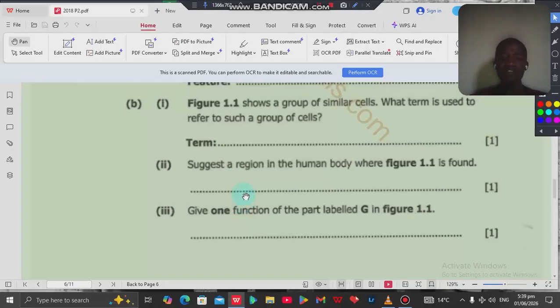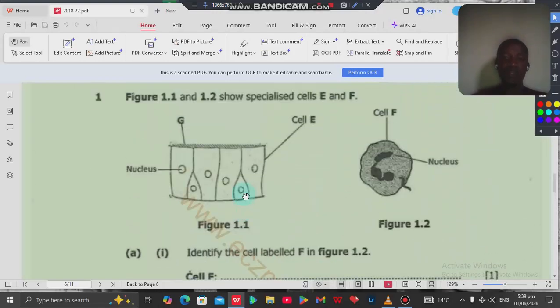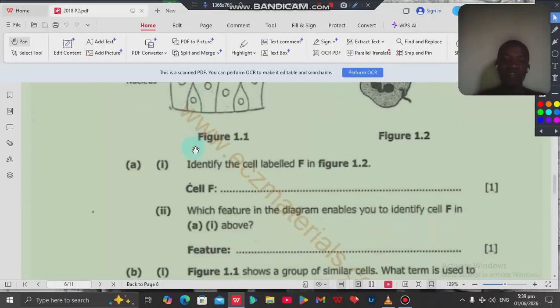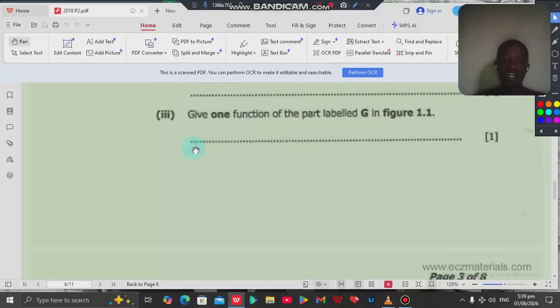B3 says give one function of the part labeled G in figure 1.1. So they want us to identify this part labeled G. Now this part labeled G is known as the cilia. What's the function of the cilia? To sweep out mucus containing dust particles. Now, good, we move on.